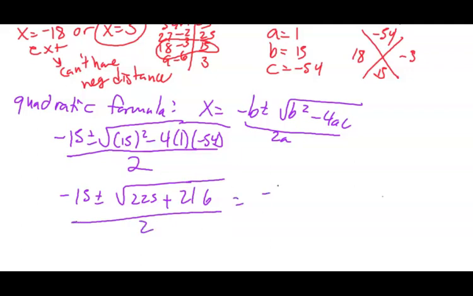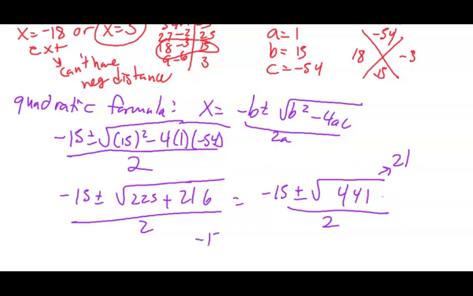And that would be 441 and then 2. The square root of 441 is a perfect square. It's 21. And so you have negative 15 plus 21 over 2, and then negative 15 minus 21 over 2. This one gives you negative 18. This one gives you 3.